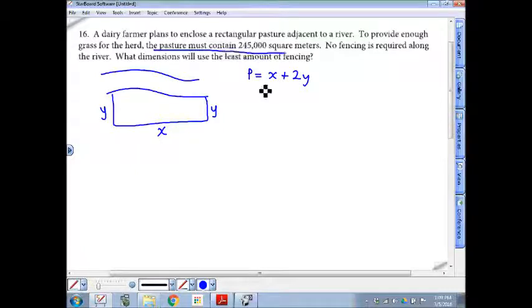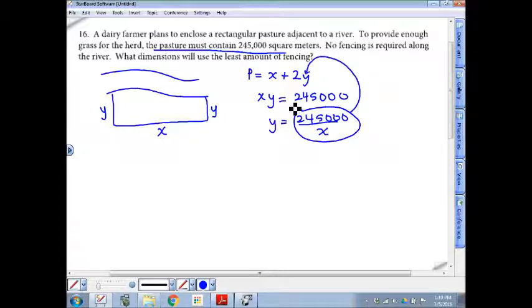Now it says the pasture must contain 245,000 square meters. So that's an area. So we have x times y, that's the area of a rectangle, equals 245,000. If we get y by itself, divide by x, you get 245,000 over x. So now we can take this and plug it in for y and create a new perimeter formula. P equals x plus 2 times that area formula, 245,000 over x.